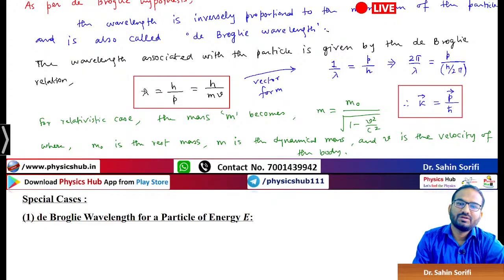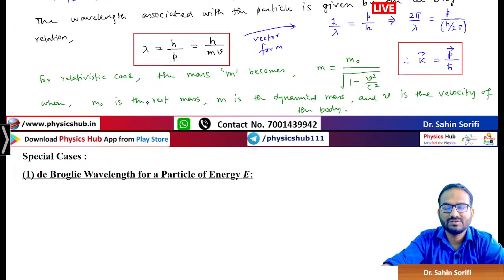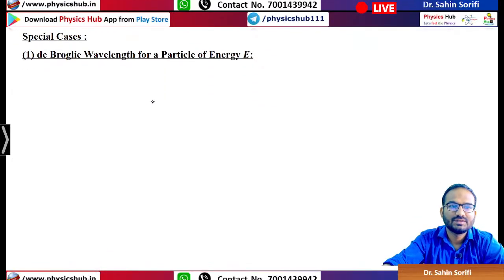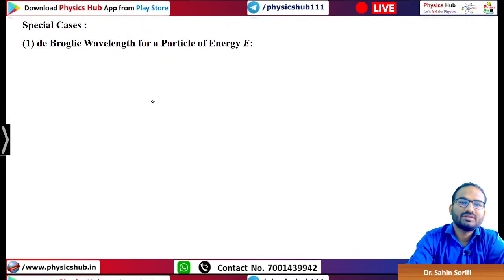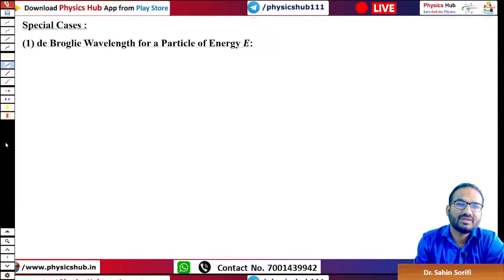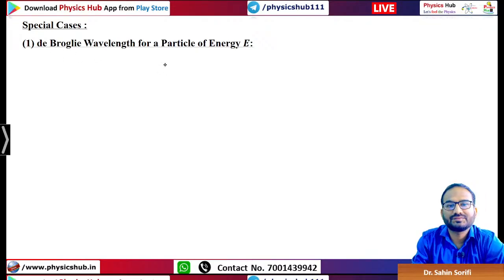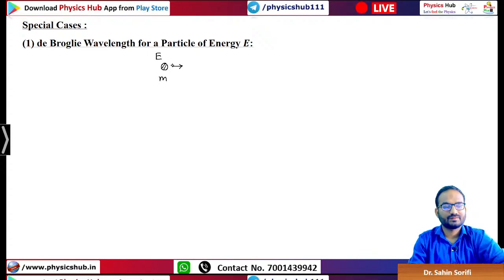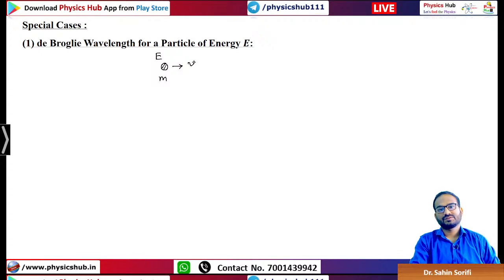Now this de Broglie wavelength lambda we need to calculate for different cases, so we are considering a few special cases. The first case is the de Broglie wavelength for a particle of energy E. Let's say we have a material particle of mass m which is moving with some energy E, with some velocity v.